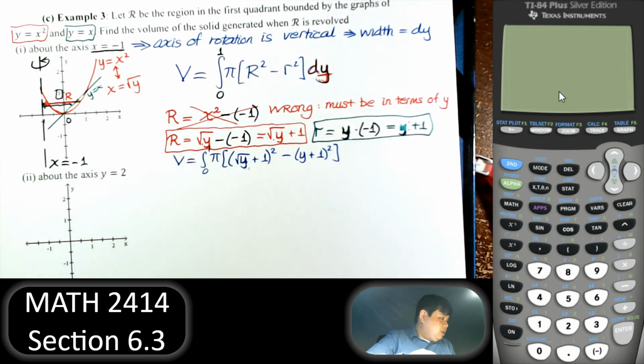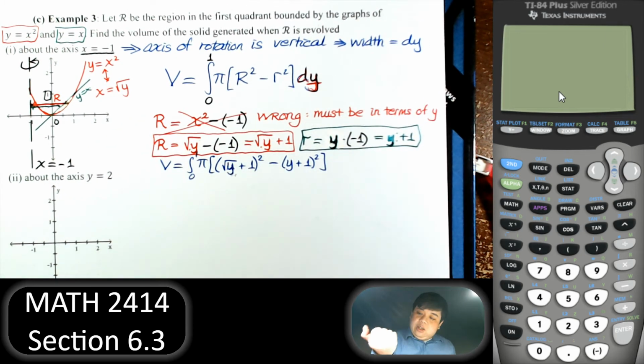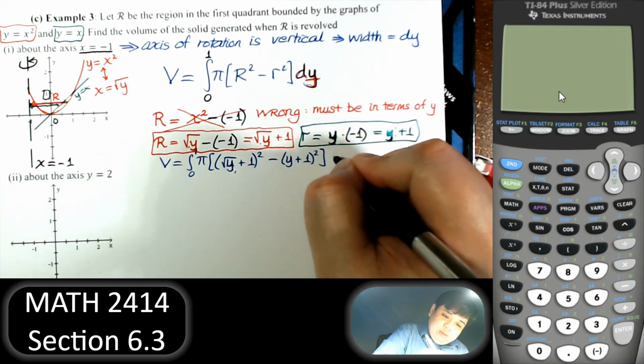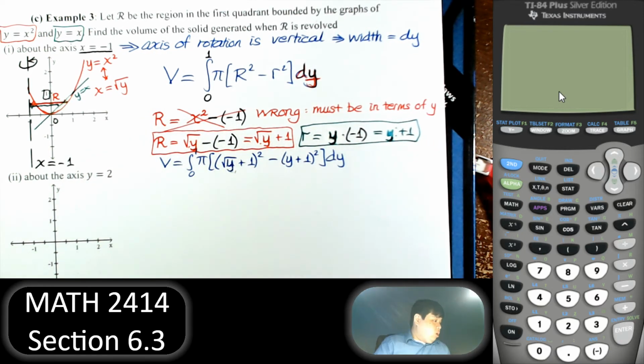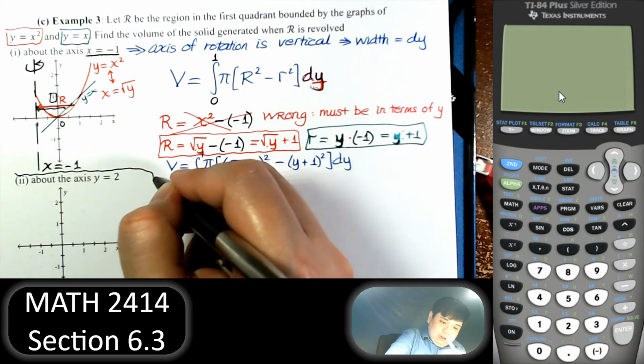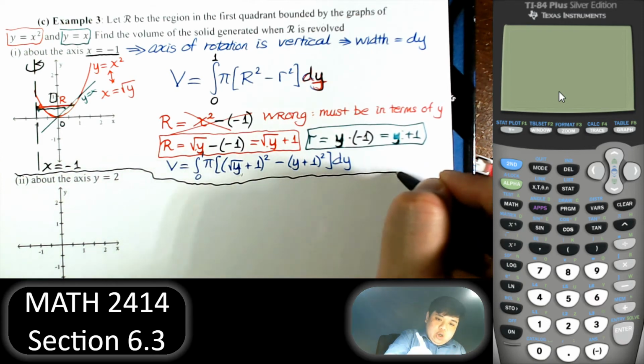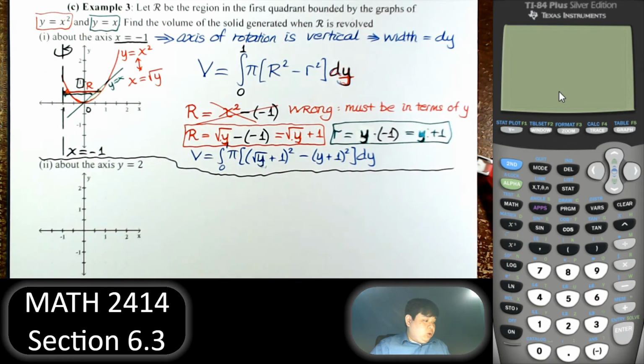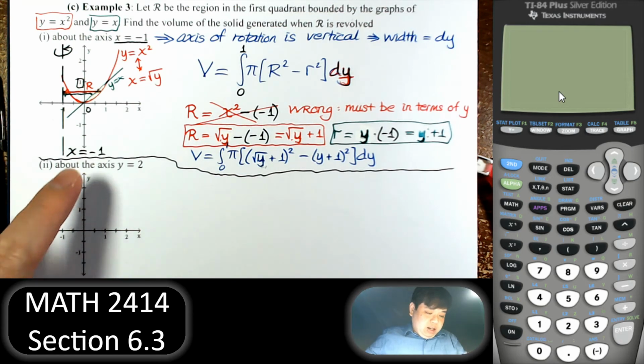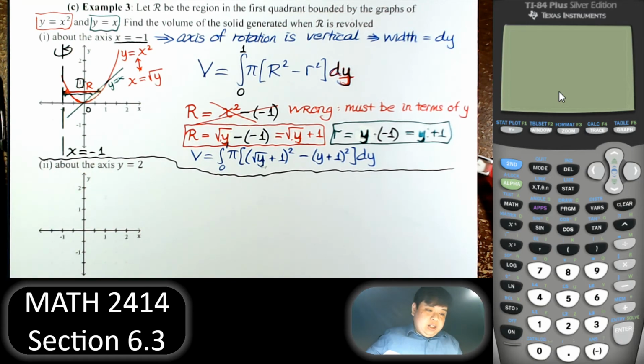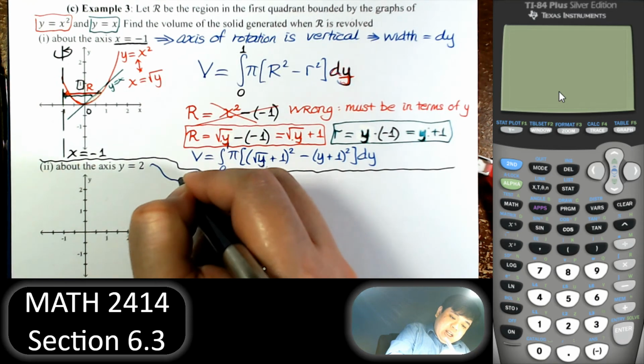And the little radius is y, so that's what we have. Be mindful: is that the x or dy? Just make sure that we use the right function. Right, now about the axis y equal to 2, so that is the case.